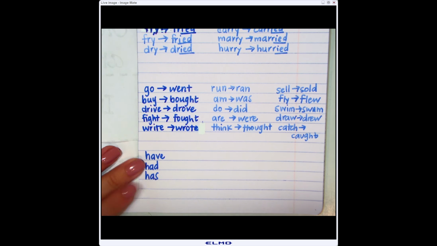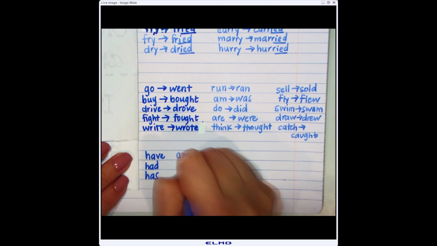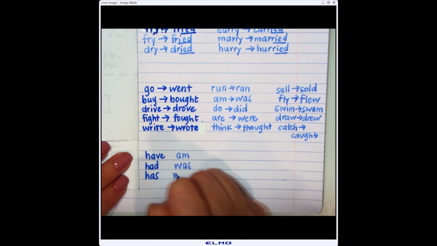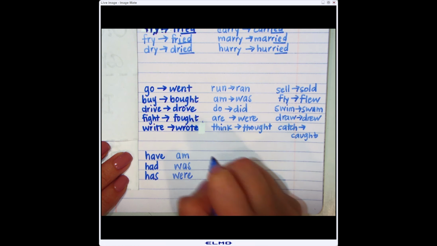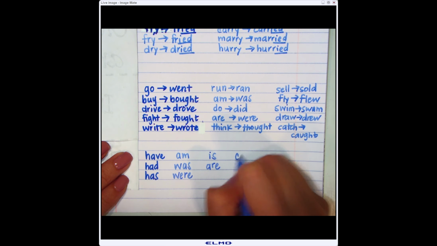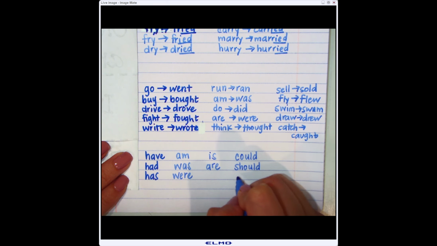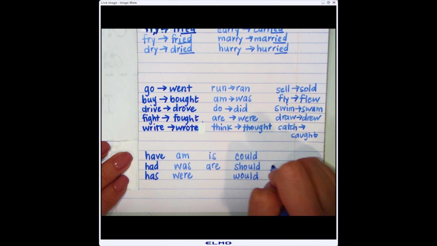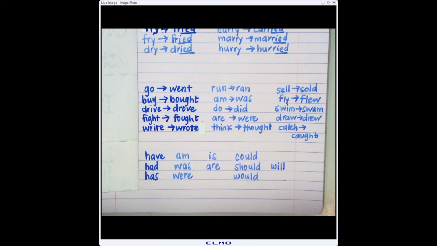ideas. Have, had, has. Other examples are am, I am talking, was, I was running, were, we were swimming, he is speaking, they are cooking. I already did were, could, should, and would are also special verbs, linking and helping verbs. And then we also have the word will. Whenever we have this part of the verb, it is a future tense verb.